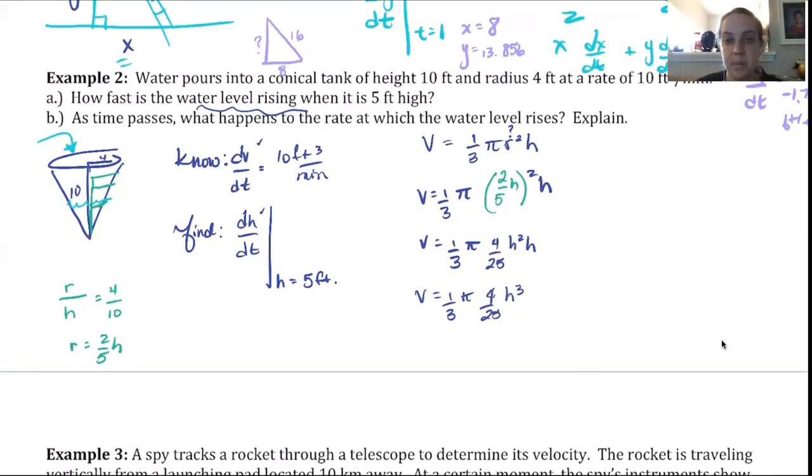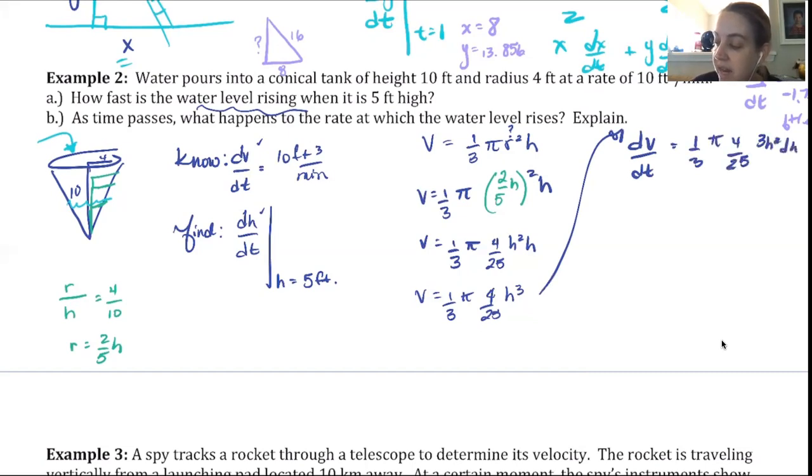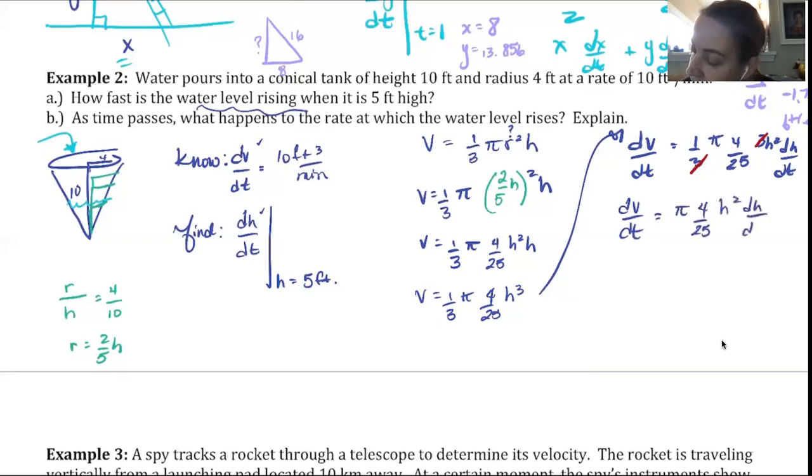So I've set up the problem. Now I'm ready for the derivative. The derivative of the volume equation is going to be dV/dt, this is with respect to time, equals 1/3 pi 4/25 times 3h squared dH/dt. The reason why I didn't multiply through is because I have a 3 in the numerator and a 3 in the denominator. So dV/dt is pi 4/25 h squared dH/dt.